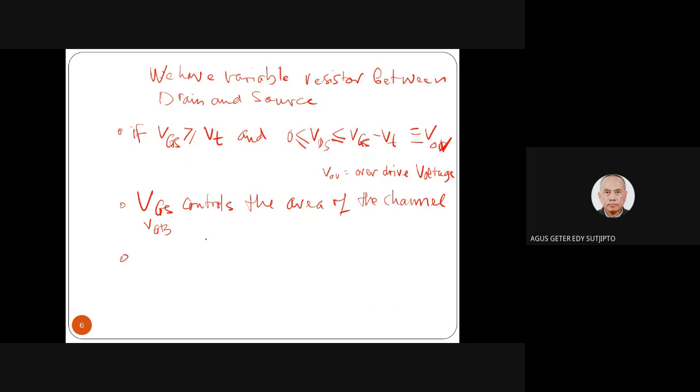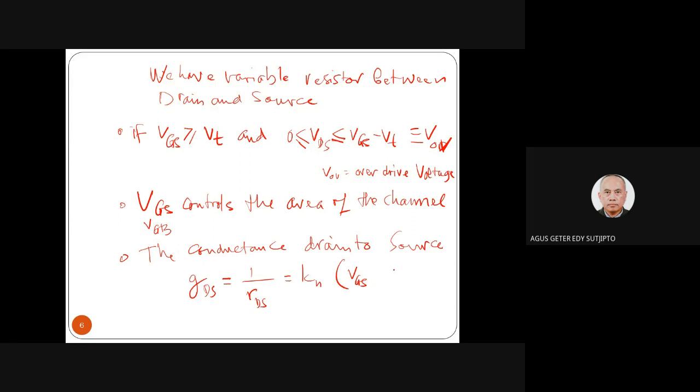Okay, and then in this case we have a variable resistor. From this operation, we can also determine the conductance, drain to source. The conductance is symbolized by small g, and we have gDS equal to 1 over RDS. R is the resistor.